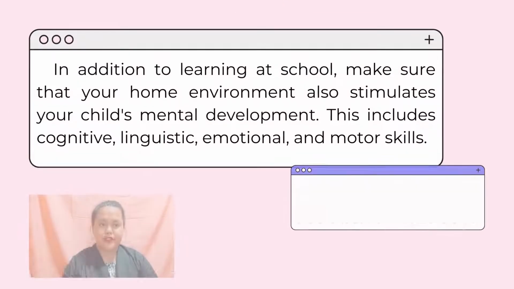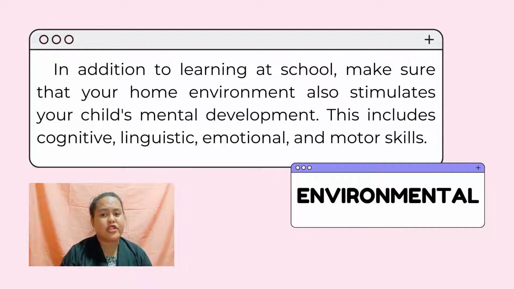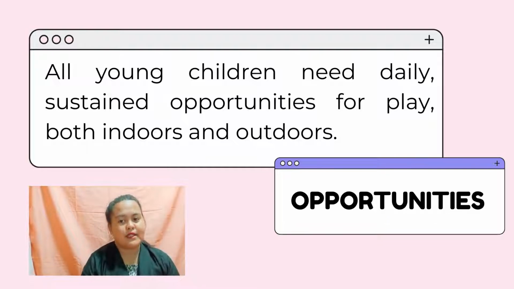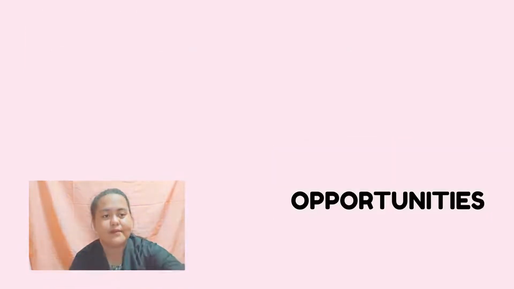Third, environment. In addition to learning at school, make sure that your home environment also stimulates your child's mental development. This includes cognitive, linguistic, emotional, and motor skills. Fourth, the opportunities. All young children need daily sustained opportunities for play, both indoors and outdoors.